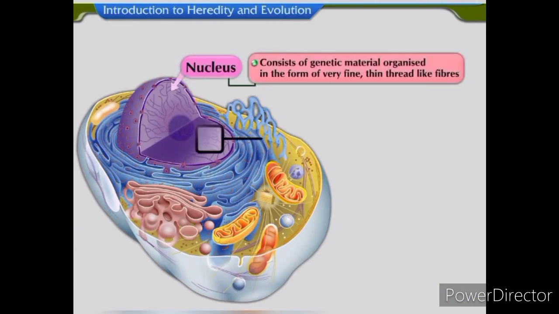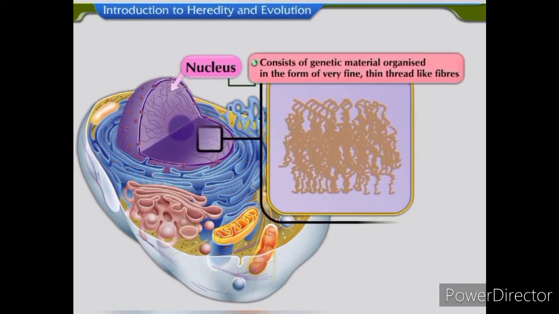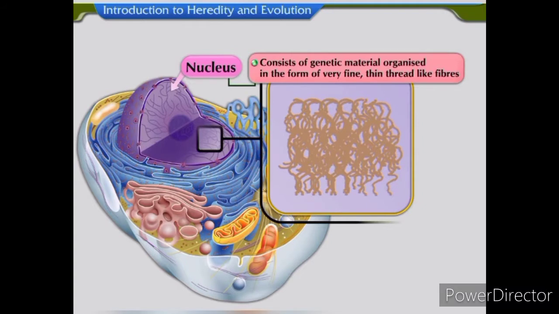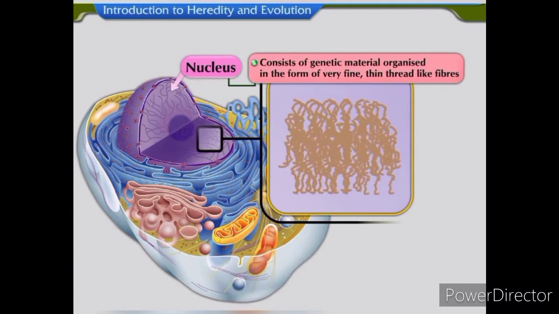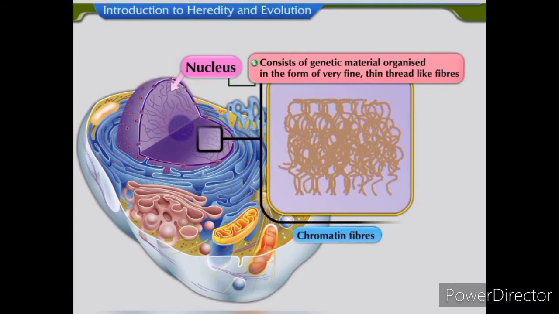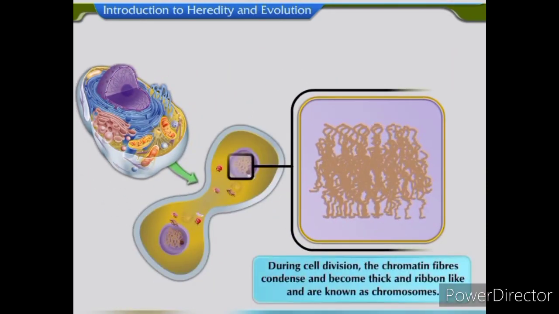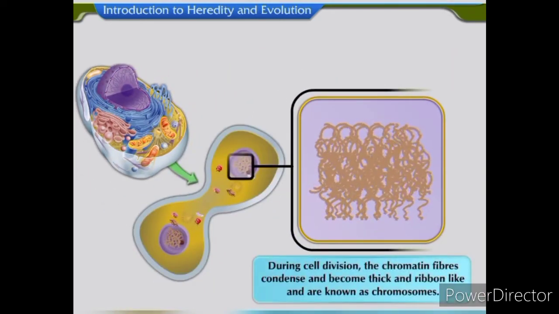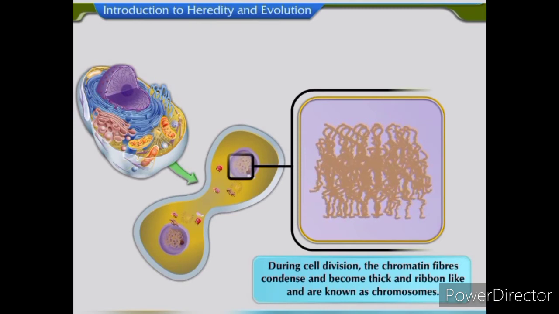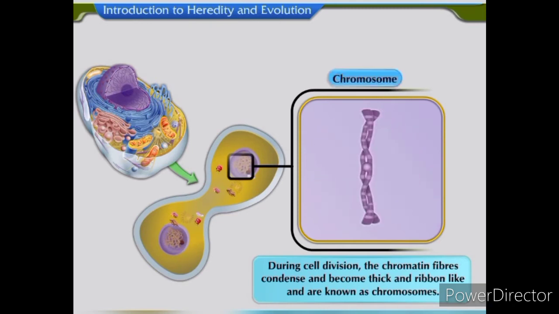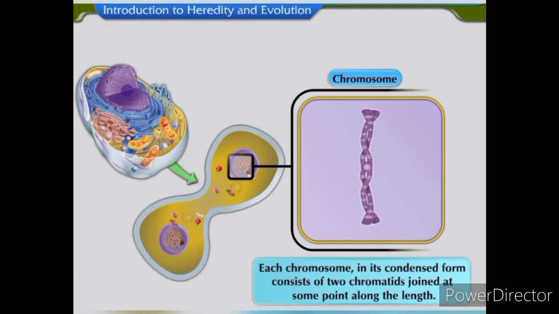The nucleus consists of genetic material which is organized in the form of very fine, thin thread-like fibers called the chromatin fibers. During cell division, the chromatin fibers condense and become thick and ribbon-like and are known as chromosomes. Each chromosome, in its condensed form, consists of two chromatids joined at some point along the length.